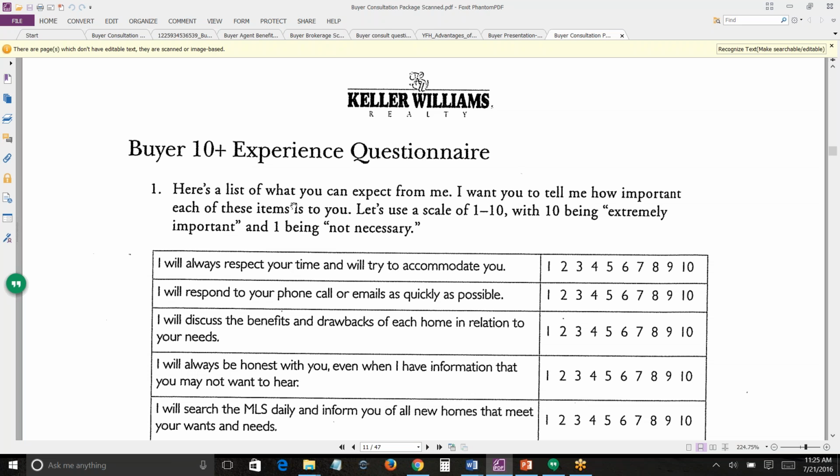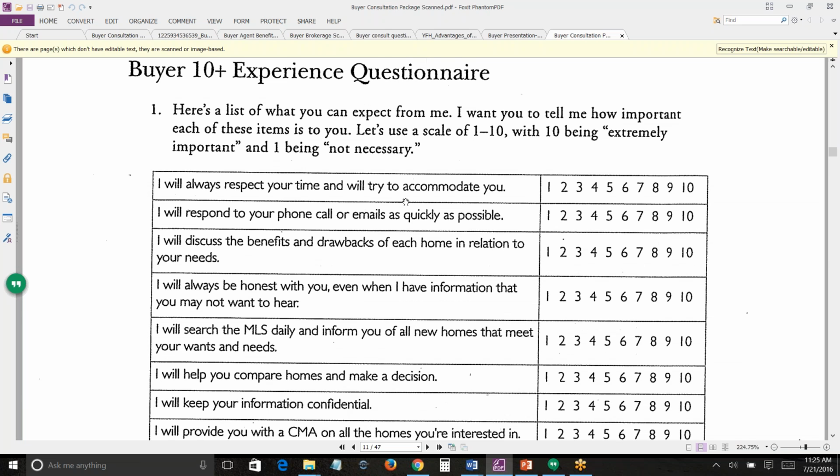This is a list of what you can expect from me. This is what I would call setting ground rules, right? And so here's a list of what you do to me. Let's use a scale of 1 to 10 for you telling me whether or not these things are not important or extremely important to you.